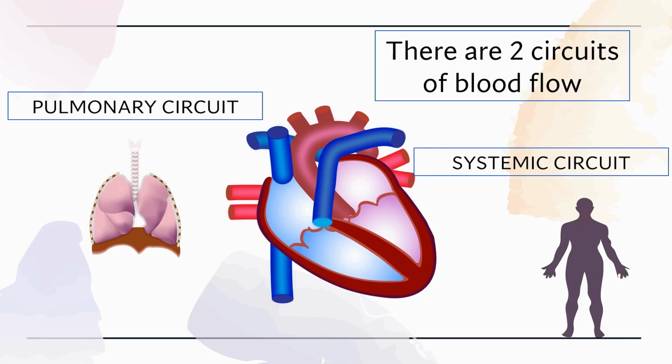The other portion of blood flow is referred to as the systemic circuit. And that's because it's basically everything but that little portion that goes to the lungs. And so it goes through your entire system. So we refer to it as the systemic circuit.